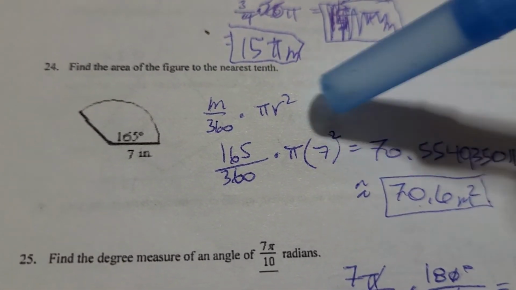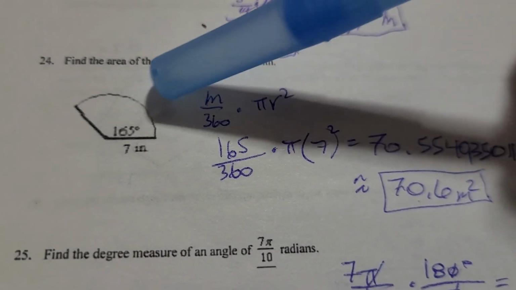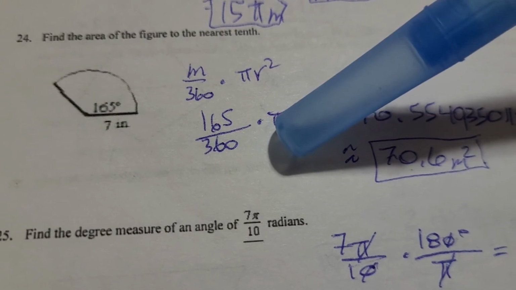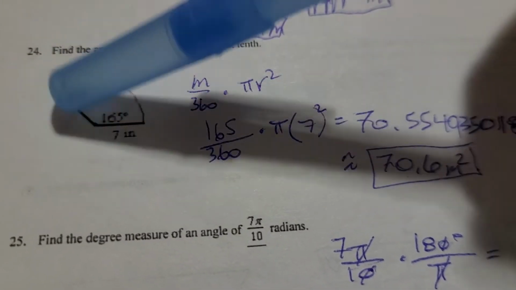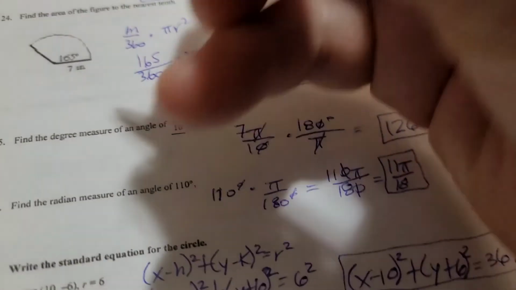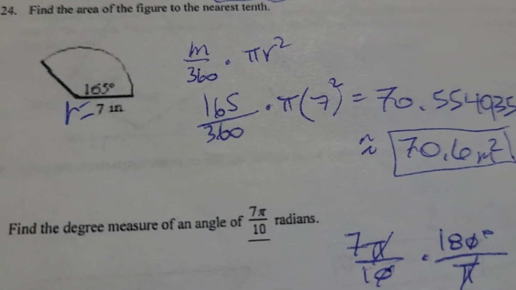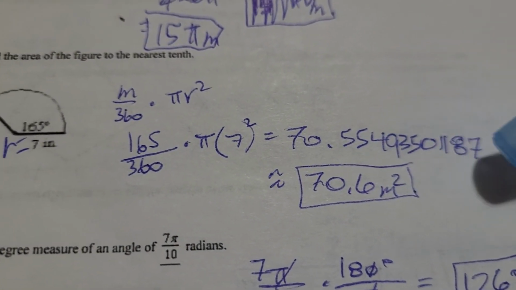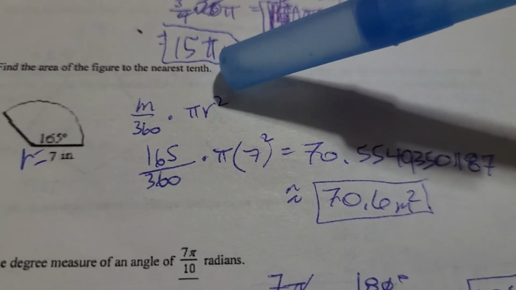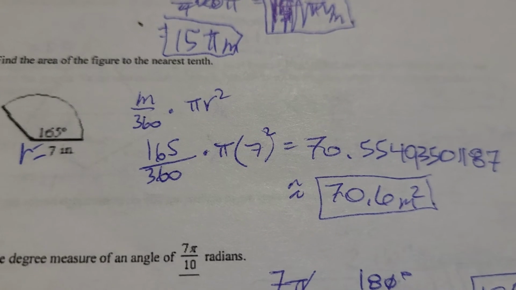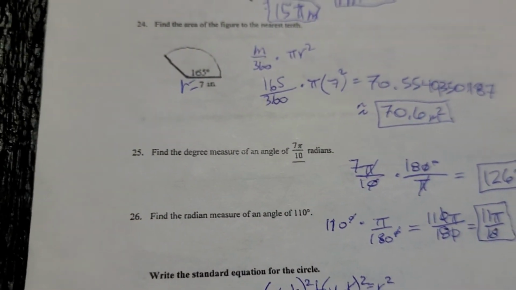The area of a circle is pi r squared. So I just need this angle divided by 360. So 165 divided by 360 times pi times my radius right here, which is 7, squared. If you do that, you're going to get 70 point something. We want this to the nearest tenth, which is 1 decimal place, so this is going to round to 70.6 meters squared.